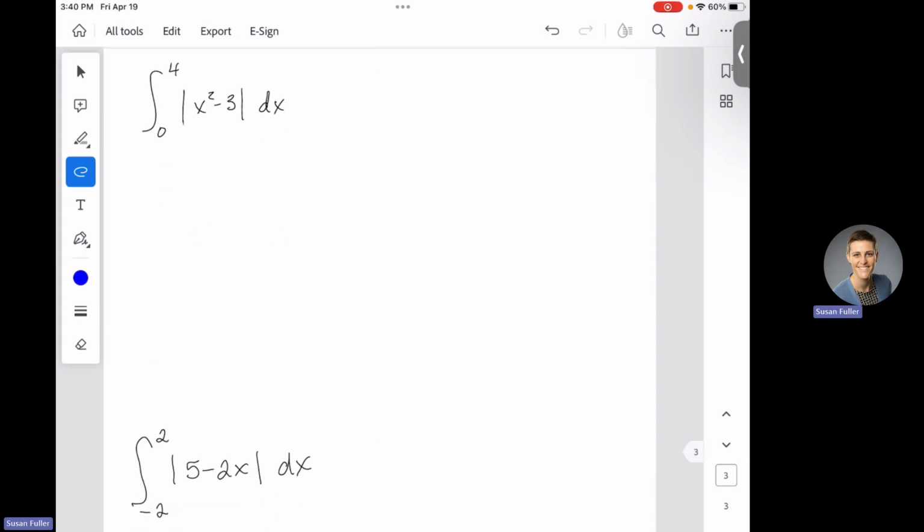Okay, so let's just work this problem because this is one that we haven't seen before. So I want to integrate from 0 to 4 the absolute value of x squared minus 3 dx. So this really says that I want to find the signed area trapped between y equals the absolute value of x squared minus 3 and the x-axis, from x equals 0 to x equals 4. Okay, so that's what this is finding. But the question is, how do I actually go about doing this?